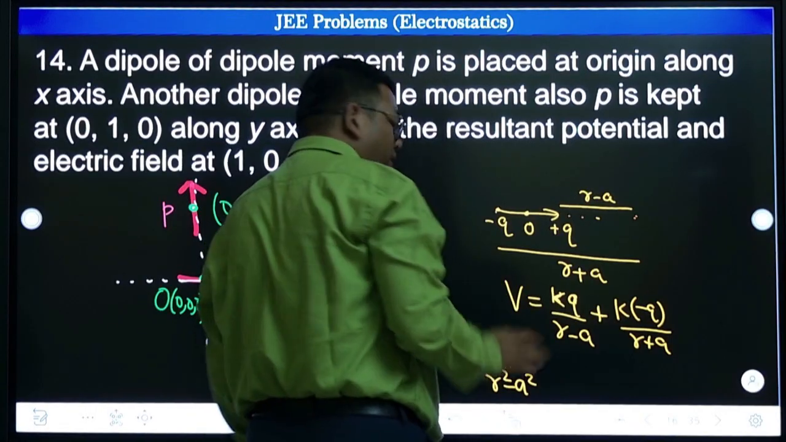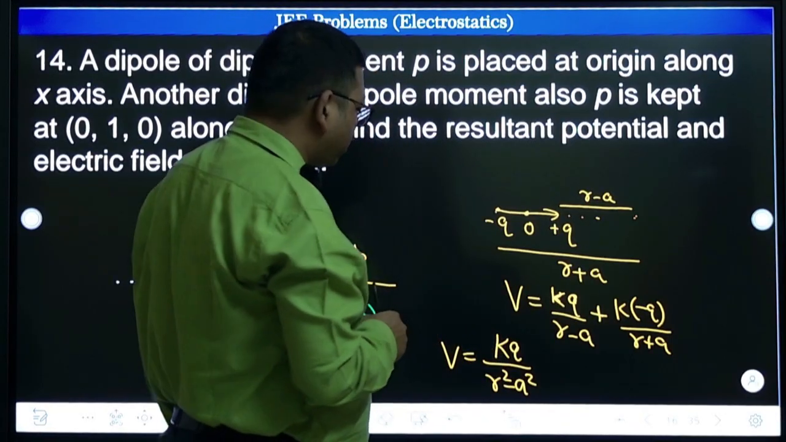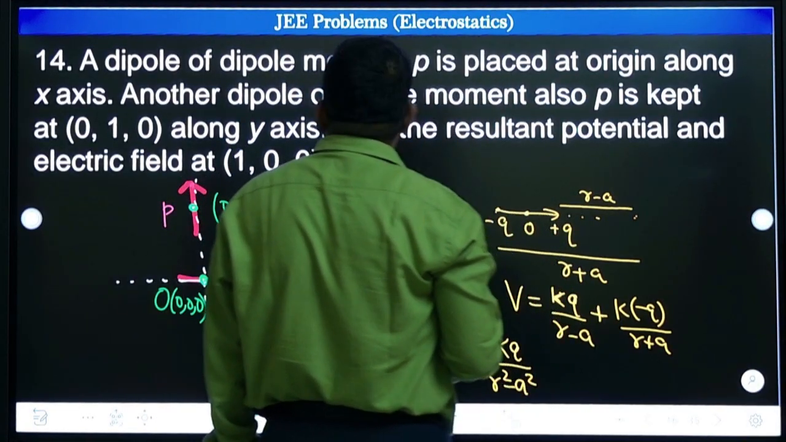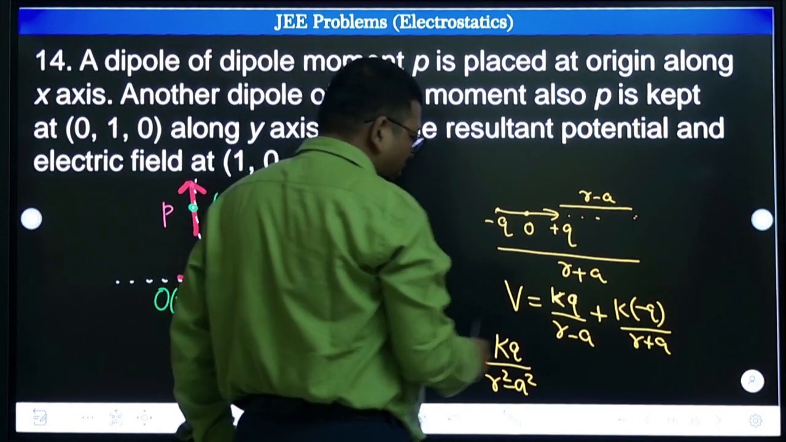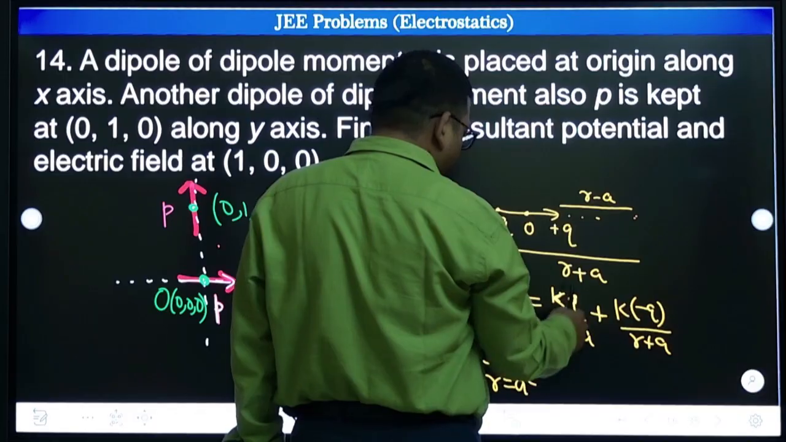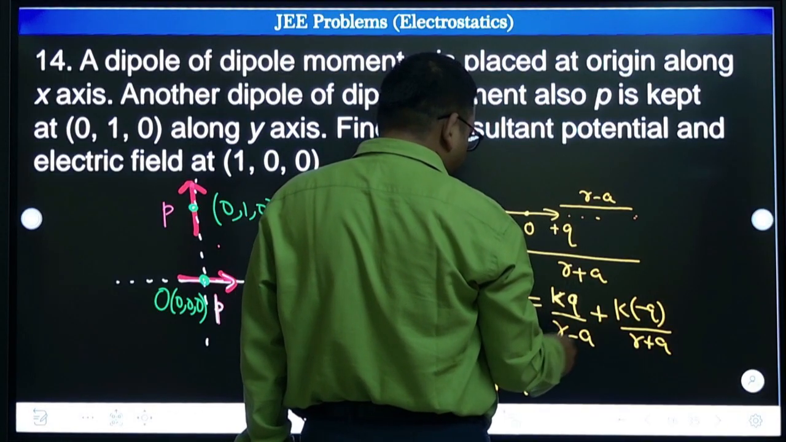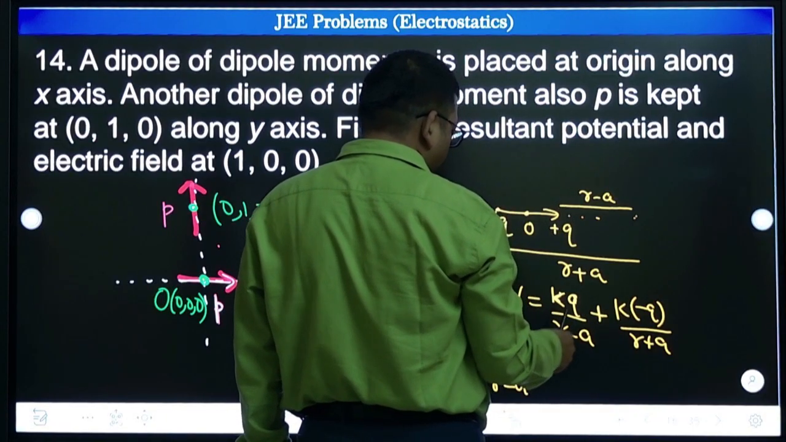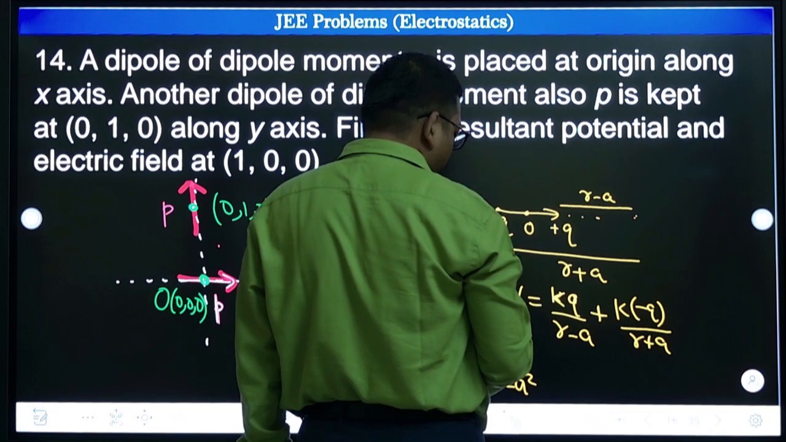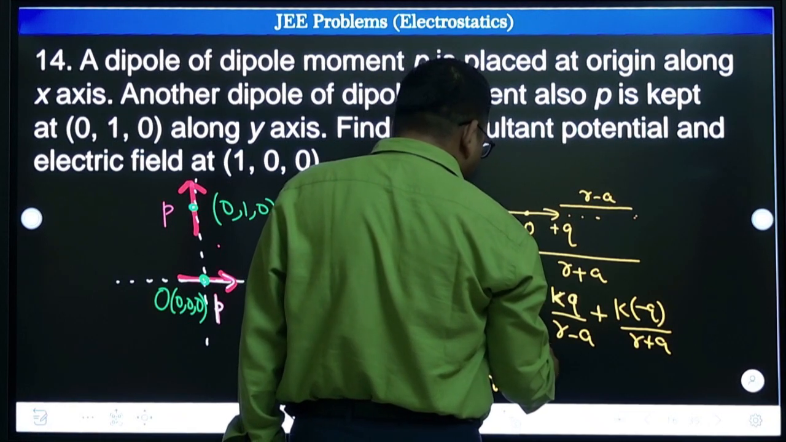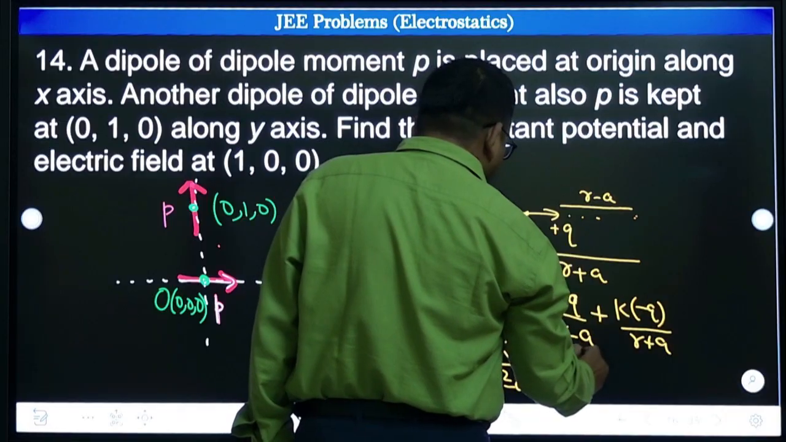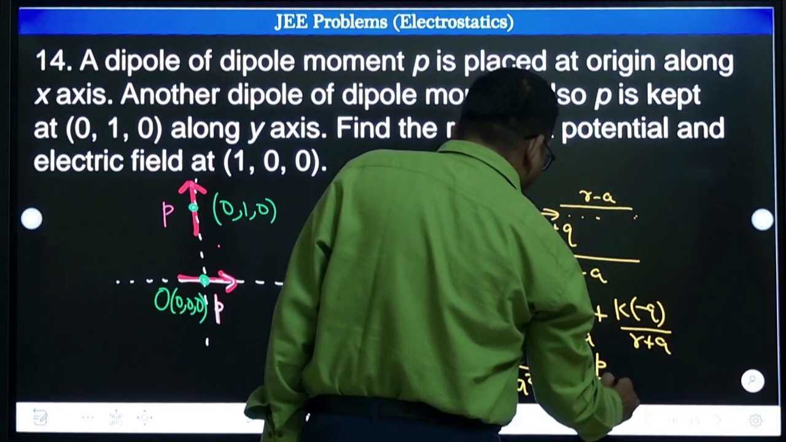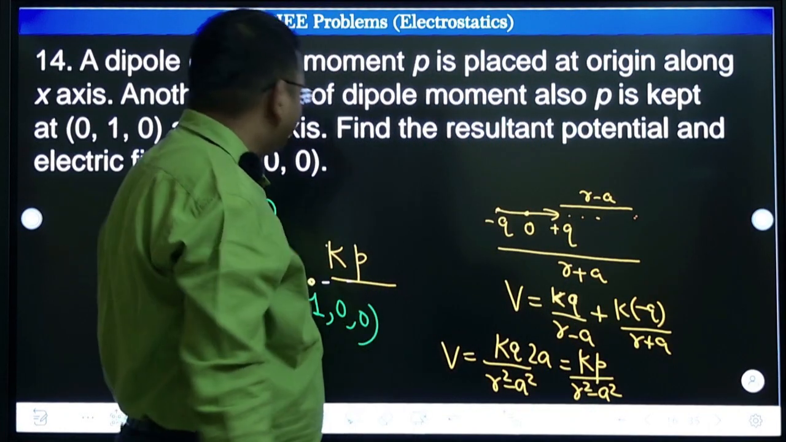Is it a short dipole or not? That also we need to look at. Is it given as a short dipole? They have not mentioned anything. So let us know this formula. r square minus a square, kq we have taken common. So r plus a minus r minus a becomes 2a, which gives kp by r square minus a square. It is better to remember this formula.